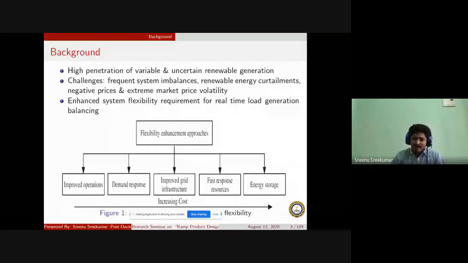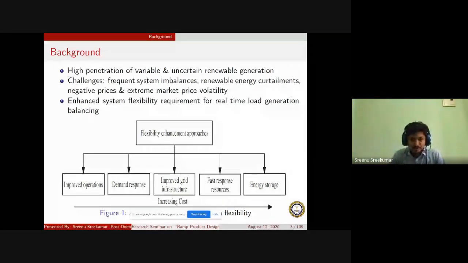Another is demand response. Here we need fast communicating devices because there should be proper communication between system operator and the end consumer. So here also huge investment is required. And another is improved operations. Here modified unit commitment or economic dispatch or accurate forecast, all those things are comes under this. And here it uses the existing infrastructure. So it offers a least cost solution.